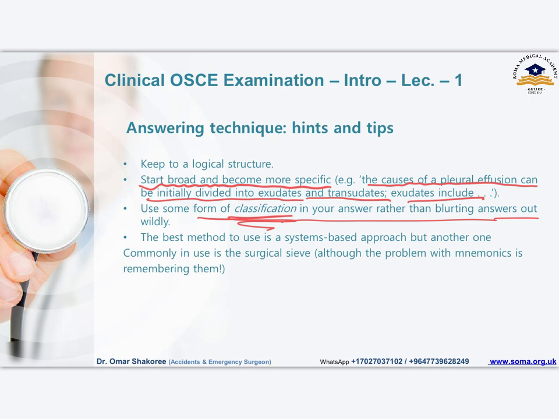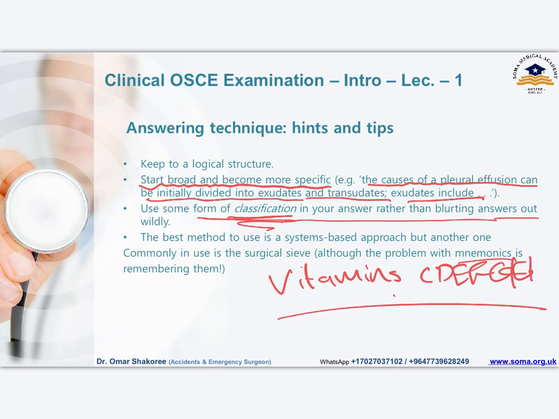The best method to use for classification is a mnemonic, which is vitamins C, D, E, F, G, and H. And we will see this in the next few slides. This mnemonic is used to classify any causes of any disease in the body.